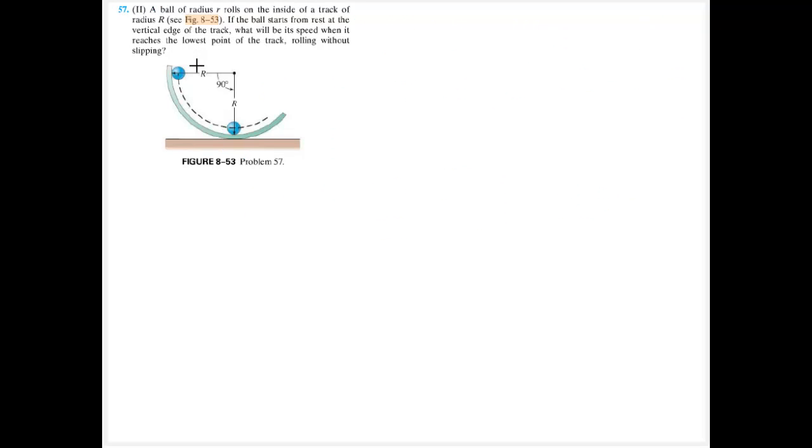So pause for a second and read the problem. It's an energy conservation problem where I'm looking at these two points, A and B, and I'm going to say the energy at A is equal to the energy at B. At point A, the ball is not moving, it's not rolling. All it has is some mass times gravity times height.